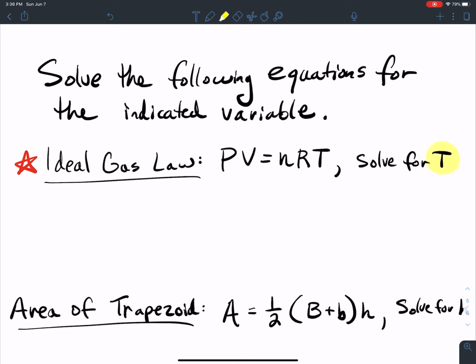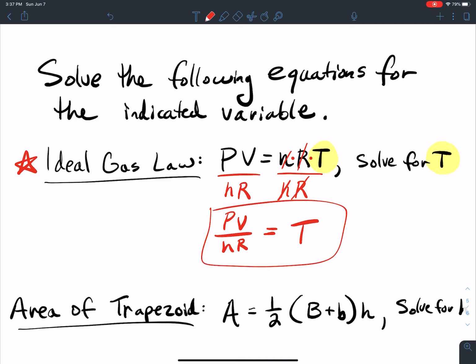So what I'm going to do is circle the letter that I'm looking to solve for. And I think, what's the operation holding these two together? The operation holding it together is multiplication. The inverse of multiplication is division. So all I'm going to do is divide both sides by nR. When I divide both sides by nR, now I can cancel. And so T is equal to PV divided by nR. And that's my answer right there. Okay, so really the trick is to circle the letter you're trying to get by itself and then use algebra skills to do so.